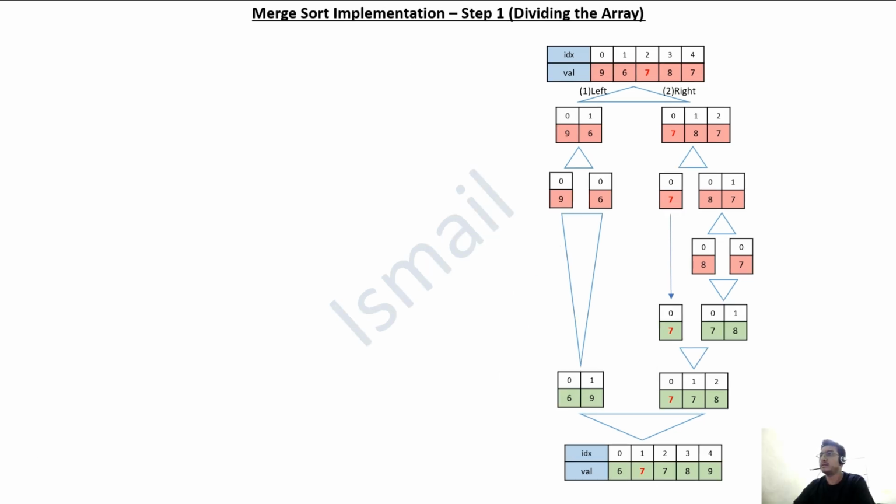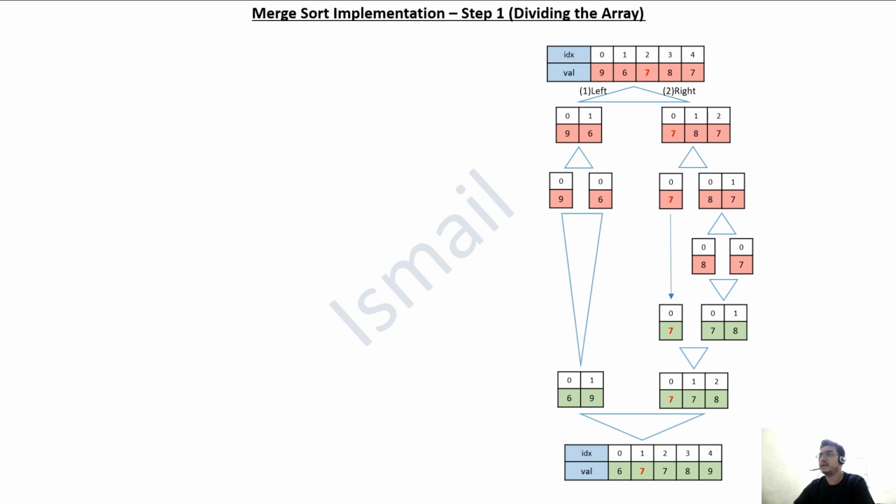Let's now implement the merge sort. It has two main parts. Step 1, dividing the array into subarrays until each subarray contains only one element. And step 2, merging the subarrays in sorted order. Let's start with step 1, dividing the array.